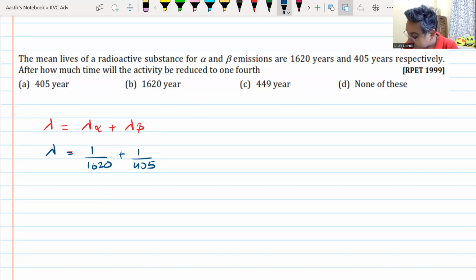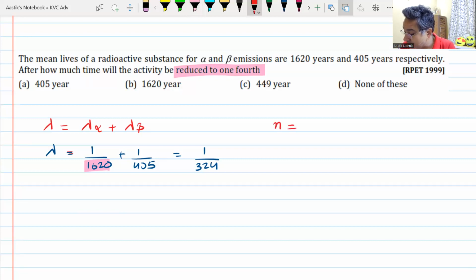The answer that I have is 1 by 324. I think 1620 is 4 times 405. From there you get 1 by 324. That is lambda. Now you want the activity to be reduced to 1 by 4.